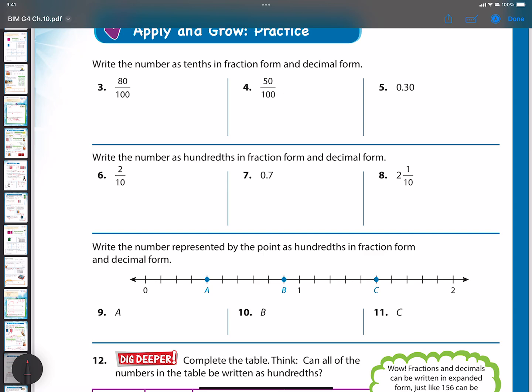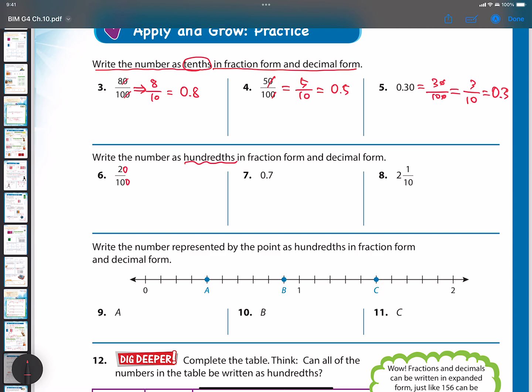All right, number 3. Write the number as tenths in fraction form and decimal form. So we are going to convert to an equivalent fraction, erasing one zero each. That's easy, right? We know the shortcut. And then the decimal is 0.8. Erase one, and it becomes 5 tenths, and it becomes 0.5. And this is equal to 30 over 100. So erase one zero each. This becomes 3 over 10 and 0.3. It's easy, right? Simple. Now write the number as hundredths in fraction form and decimal form. Now all we need to do is what?